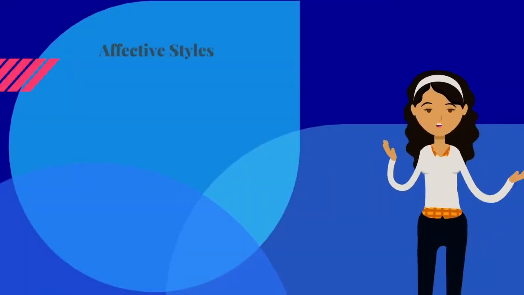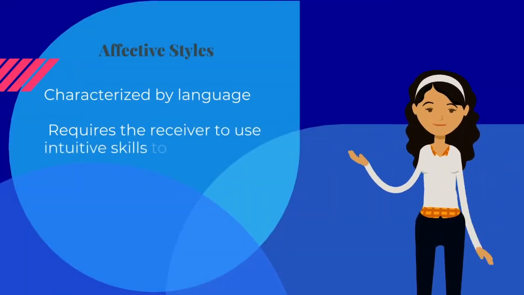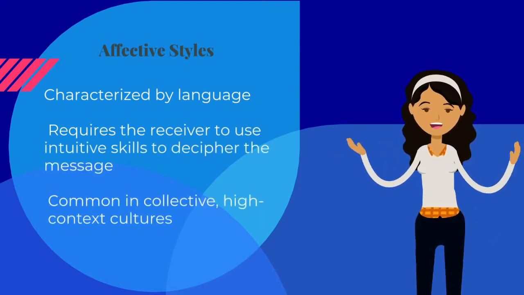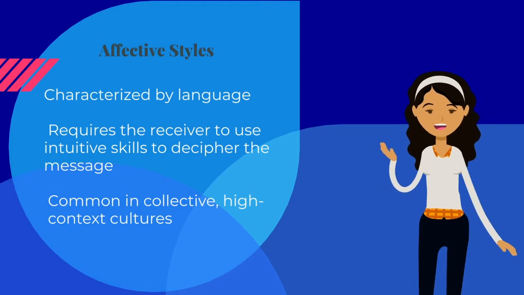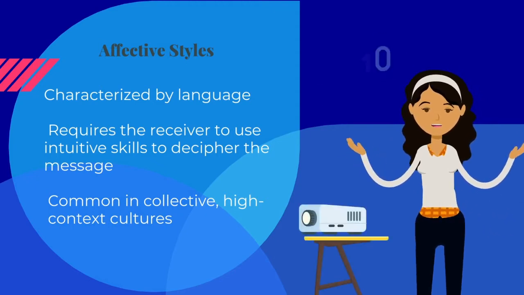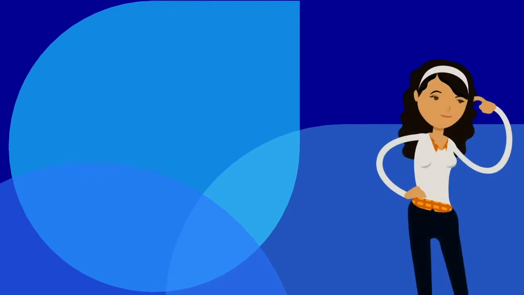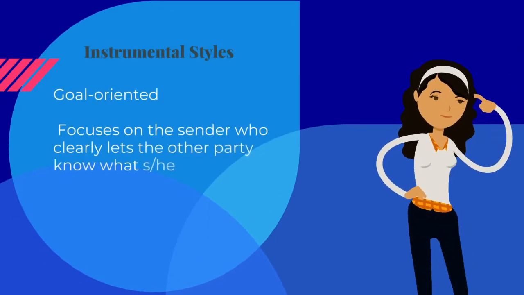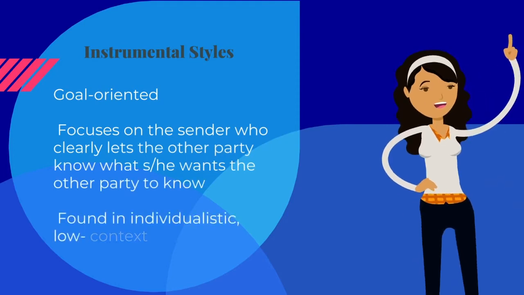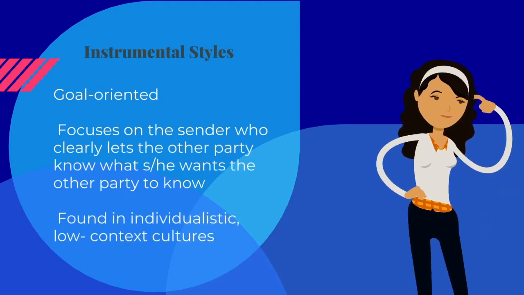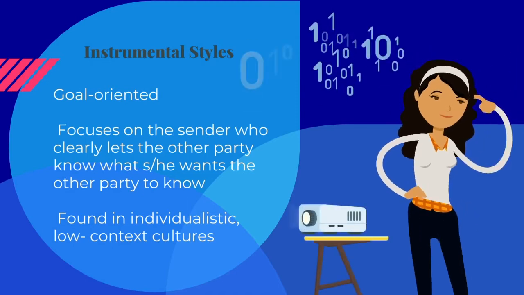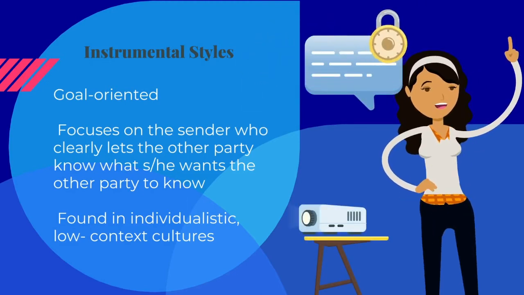Affective and instrumental styles. Affective style is common in unified, high context cultures such as in the Middle East, Latin America, and Asia. It requires the listener to use instinct to translate messages. In contrast, instrumental style is more usually found in individualistic, low context cultures like Switzerland, Denmark, and the United States. It is more goal-oriented and focuses more on the sender and clearly lets others know what he or she wants them to know.